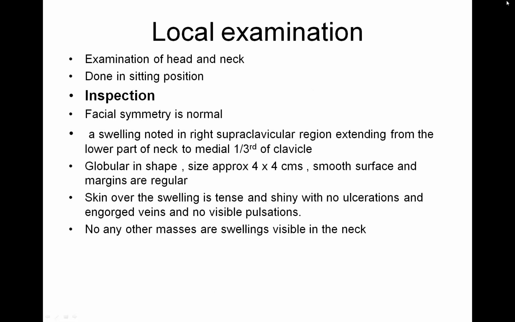Coming to local examination, examination of the head and neck is done in sitting position. On inspection, facial symmetry is normal. A swelling is noted in the right supraclavicular region extending from the lower part of the neck to the medial one-third of the clavicle. The swelling is globular in shape, approximately 4 into 4 centimeters, with smooth surface and regular margins. Skin over the swelling is tense and shiny with no ulceration, engorged veins, or visible pulsations. No other masses or swellings are visible in the neck.